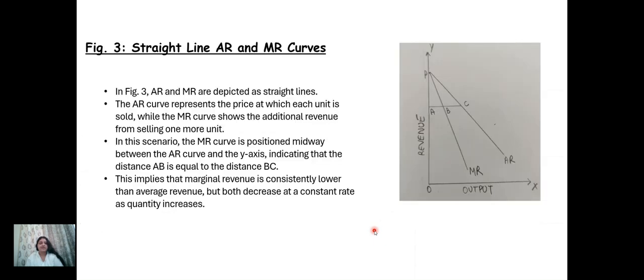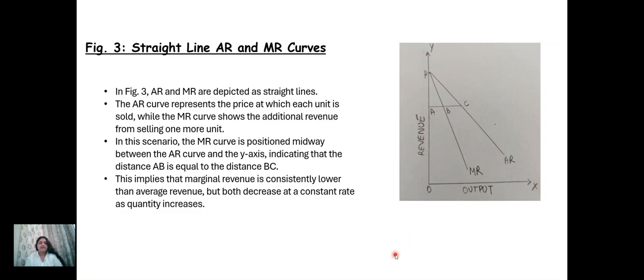In this curve, you can see the straight-line AR and MR curves. You can see this is a point P and the line is decreasing, the same as the average revenue. But the major difference is that marginal revenue is decreasing faster than the AR. They both decrease at a constant rate as quantity increases.